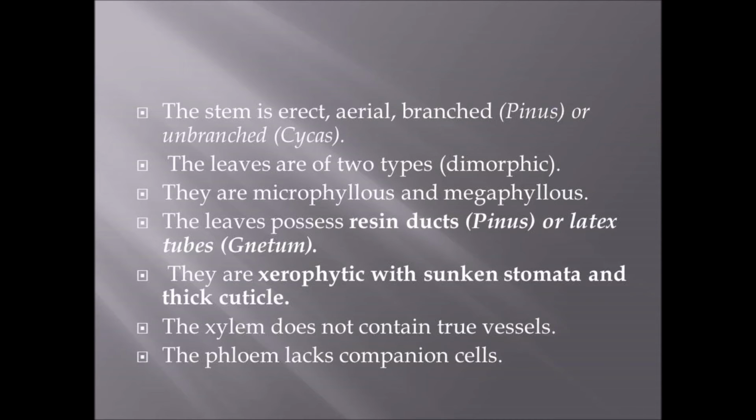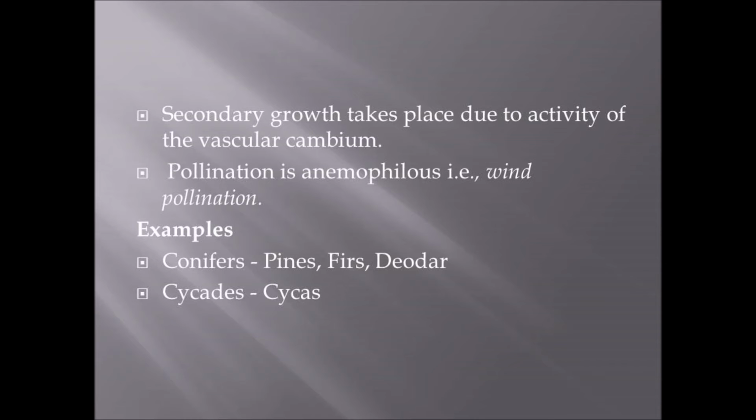gymnosperms. Next is the secondary growth of the plant. After the primary growth, the first phase of growth, all the plants will face the secondary phase of growth, that is called secondary growth. This secondary growth of the plant starts when the vascular cambium is active. The vascular cambium will be present between the xylem and phloem.